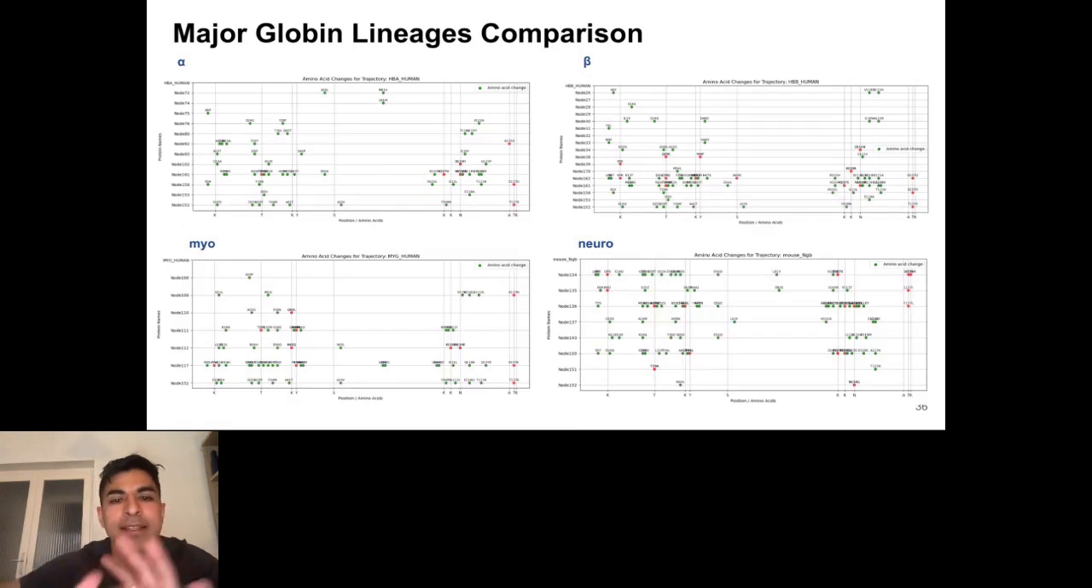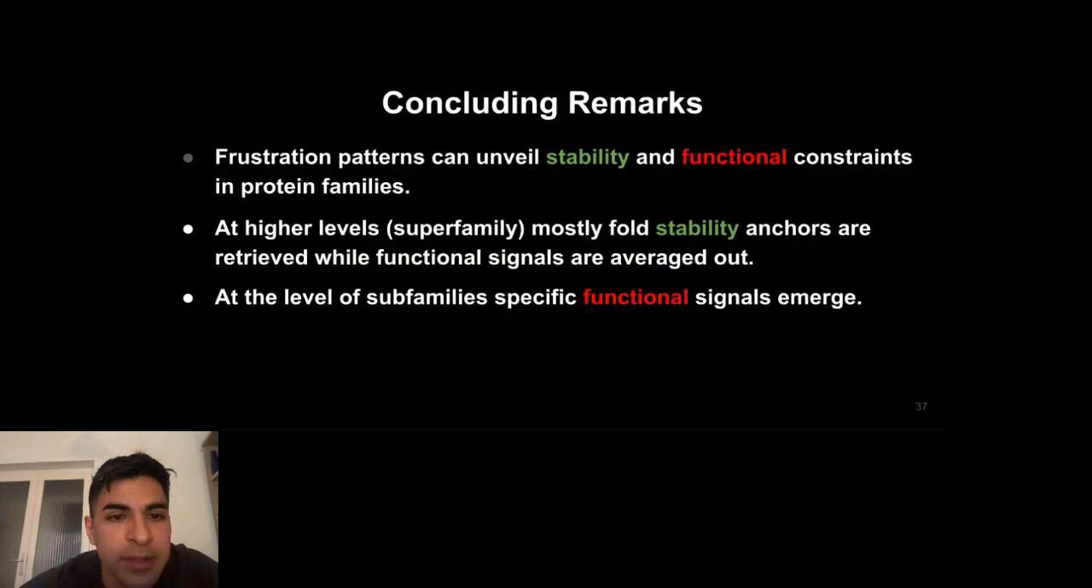Here you have the same, but this is adding just the residues around the residues that are important. This is not very important. So up to here, the concluding remarks are that, I hope you believe me, that frustration patterns can unveil stability and functional constraints in protein families.